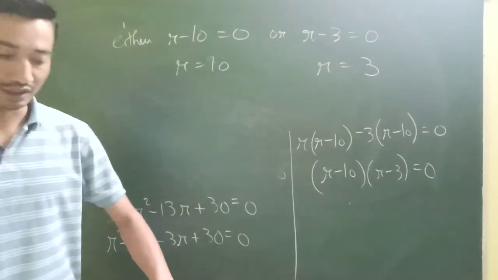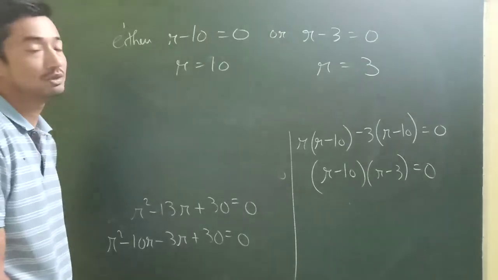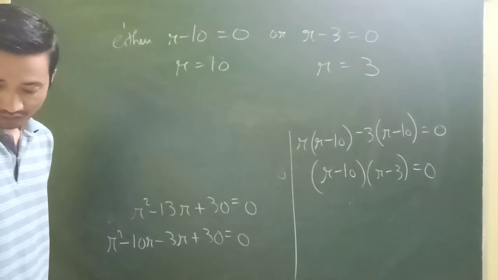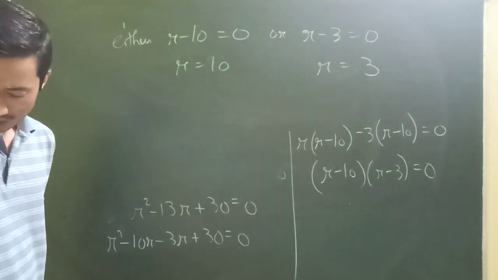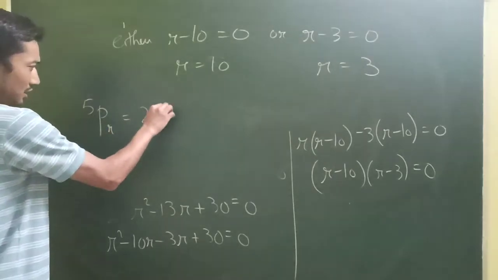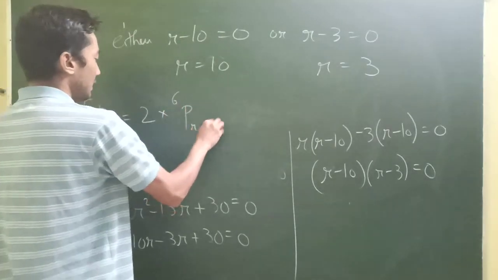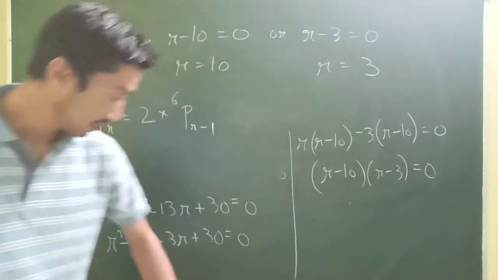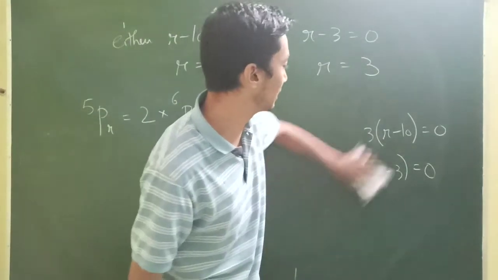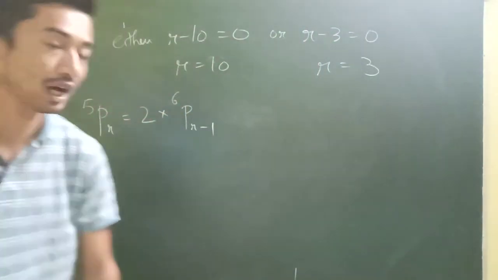So now, that's it. But the problem is, what is going to be our value of r here? Is it going to be 10 or is it going to be 3? Or both or none? See, what were our questions? Our question was 5PR regarding the permutation, 2 into 6P(R minus 1). Now if you remember, we have studied that the value of r can never be greater than n. What is the value of n here?